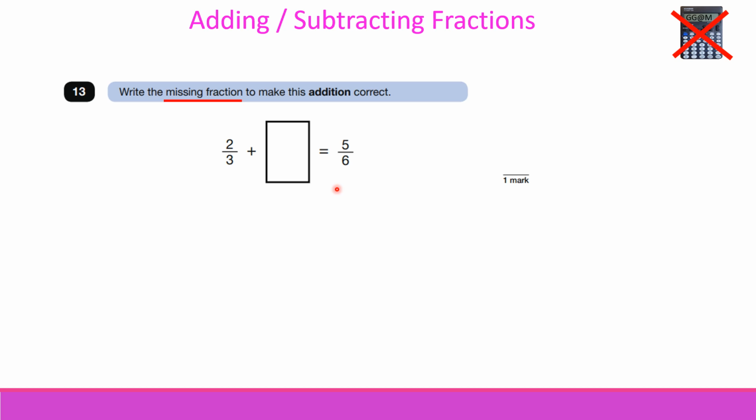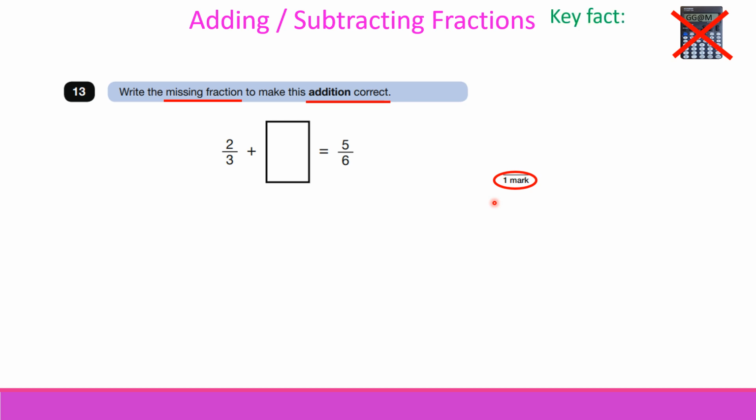So the key words are that there's a missing fraction. So this box here has got a fraction in it that is missing, and you've got to work out what the missing fraction is to make the addition correct. So 2/3 plus something is going to equal 5/6. And this is going to give you 1 mark in the exam.